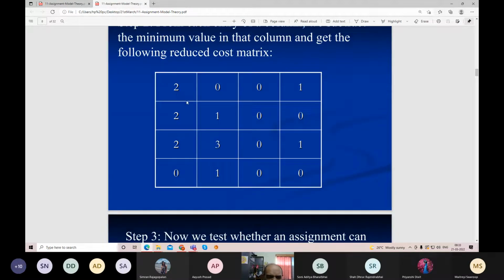So in the first row, of course, you can see there are 2 zeros. In the second row, there are 2 zeros. In the third row, there is 1 zero. And in the fourth row, there are 3 zeros. Okay.